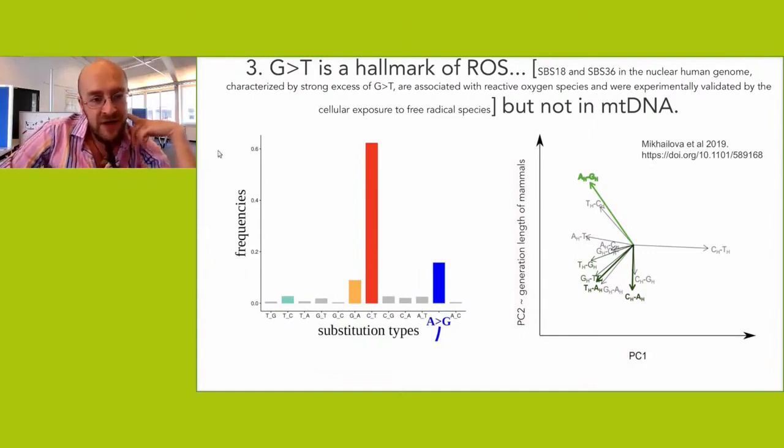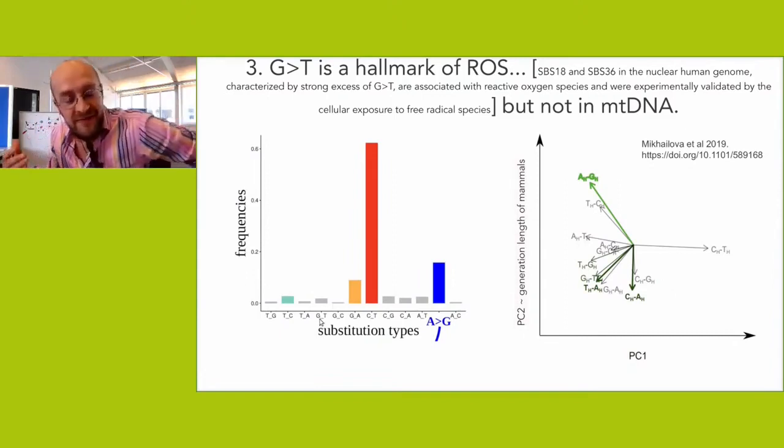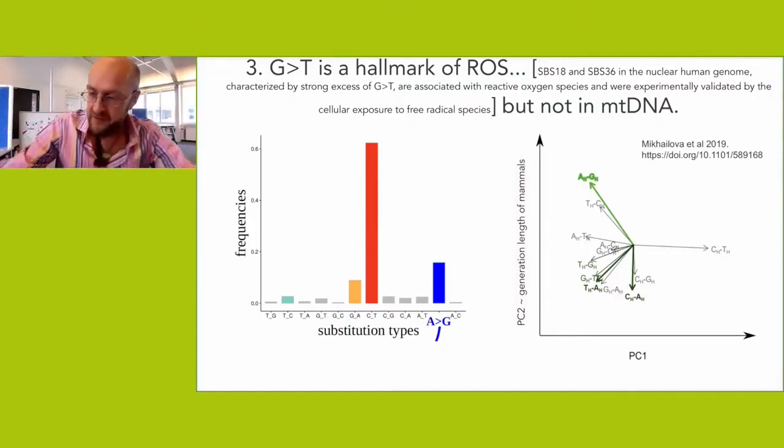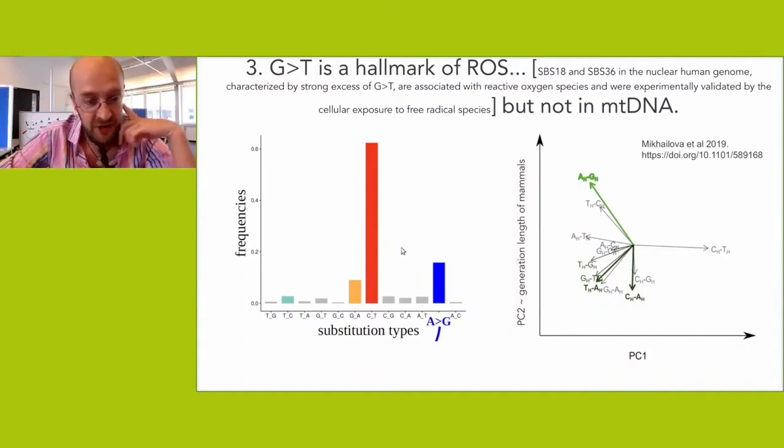Here I provide our results from mammalian data, but if we go to the literature, we read cancer papers, papers on somatic mutations, the results are the same. Nobody can observe a significant fraction of G to T in the mitochondrial genome. And that's why this problem is open. We don't know why in the mitochondrial genome nobody observes the expected signature of reactive oxygen species.